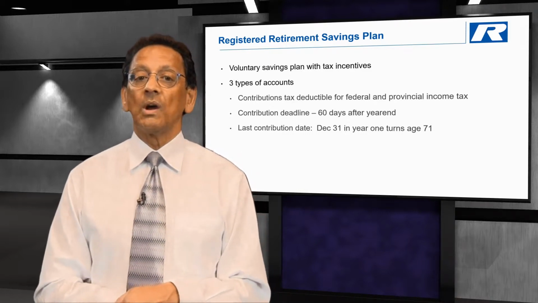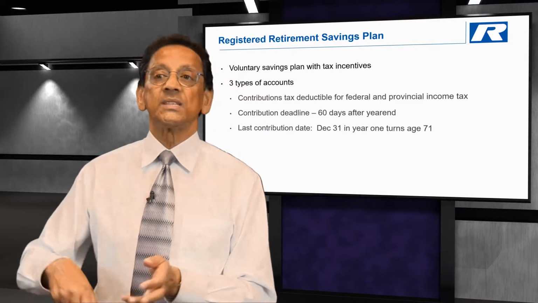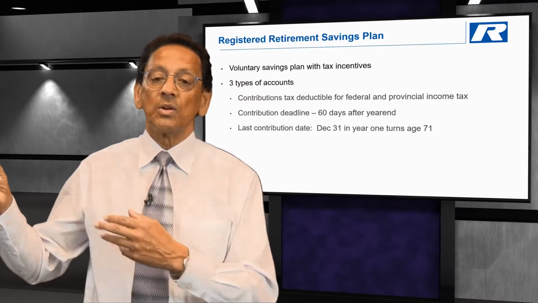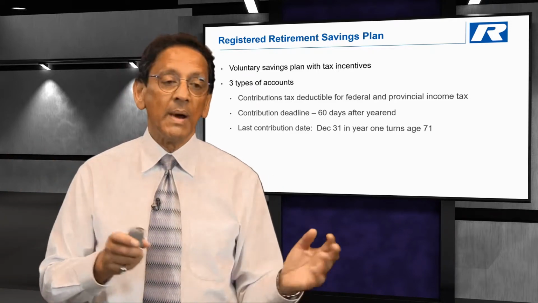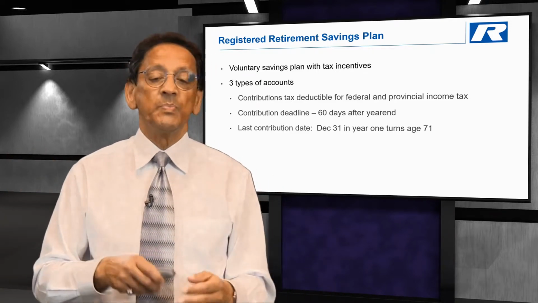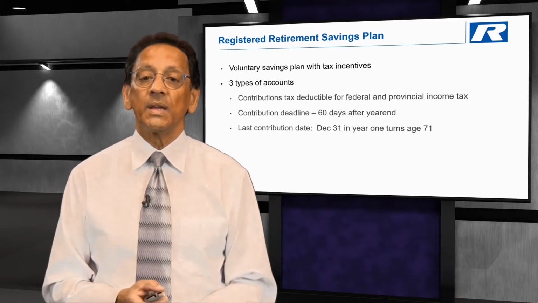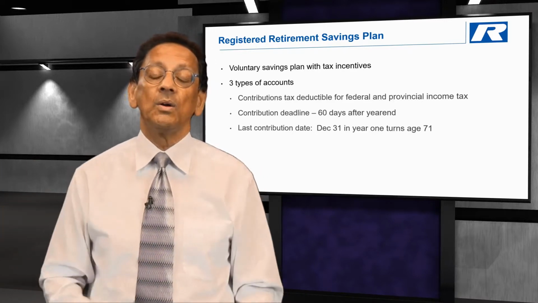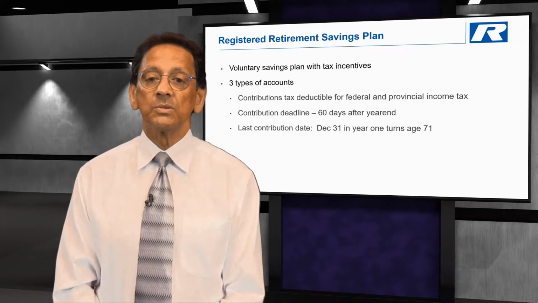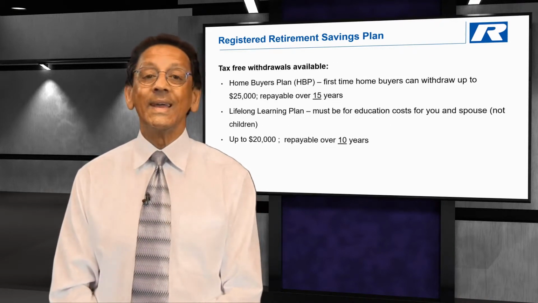Now, to contribute to an RRSP, I must have earned income. I can't just take savings or use other money I have and simply put it into an RRSP. The amount I can contribute is based on my earned income. If I have no earned income in a given year, and I just have investment income, I cannot make a contribution to an RSP. So the amount I can put into an RSP is based on my earned income.